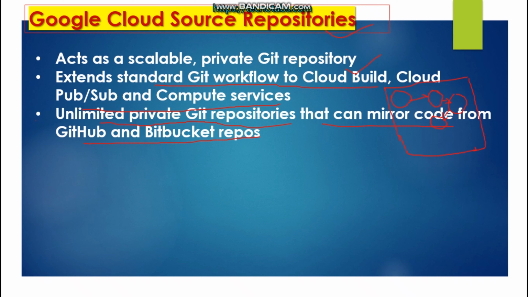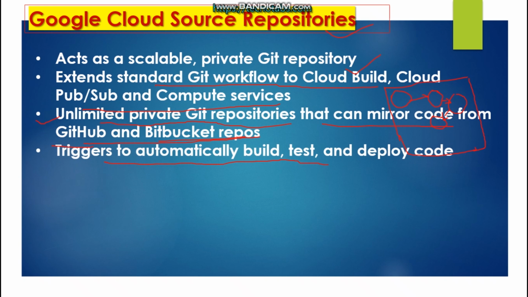Now, unlimited private Git repositories that can mirror code from GitHub and Bitbucket. So it provides you unlimited private code, that is you can secure your code, it will not be public, and it's unlimited, and you can also mirror your code from GitHub and Bitbucket. So you can replicate the GitHub code and Bitbucket code in your cloud source repository, right?